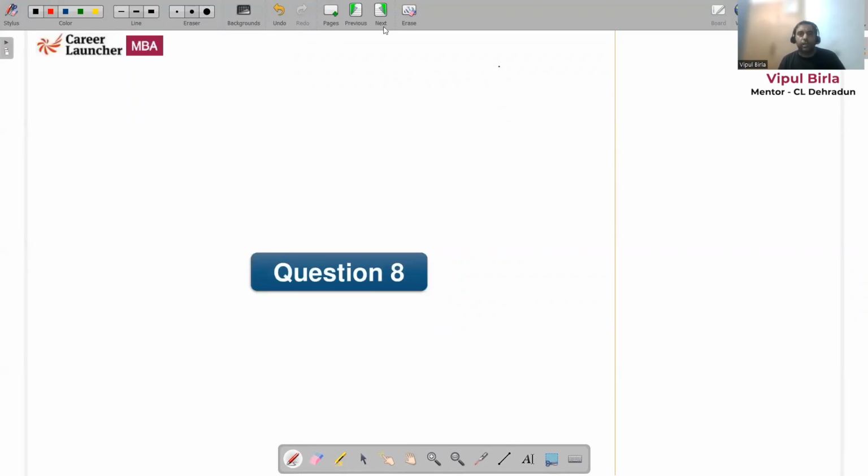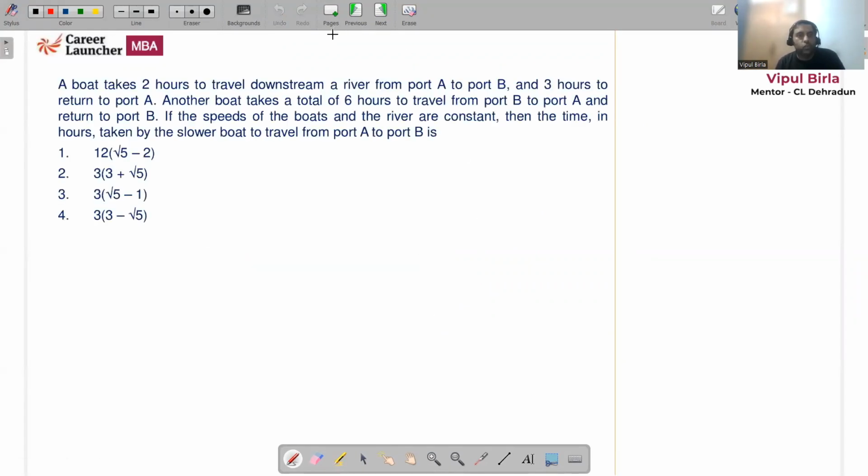Let's look at question number 8. A boat takes 2 hours to travel downstream a river from port A to B and 3 hours to return to port A. Another boat takes a total of 6 hours to travel from port B to port A and return to port B. So if the speed of the boat and the river is constant, then the time taken by the slower boat to travel from A to B.